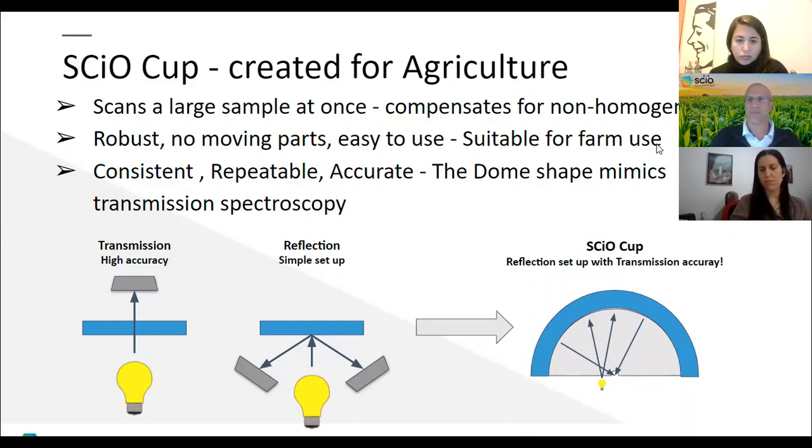The SCiO Cup structure, the dome structure, combines those two together. It creates a sort of reflection setup, meaning that it's easy to manufacture and to produce robust units. On the other hand, from an optical perspective, it's very similar to a transmission setup, meaning that it provides the high accuracy characteristics of a transmission setup. So in a way, SCiO Cup combines those two to provide a high accuracy, high robustness kind of device. And this is very unique and special to SCiO Cup.